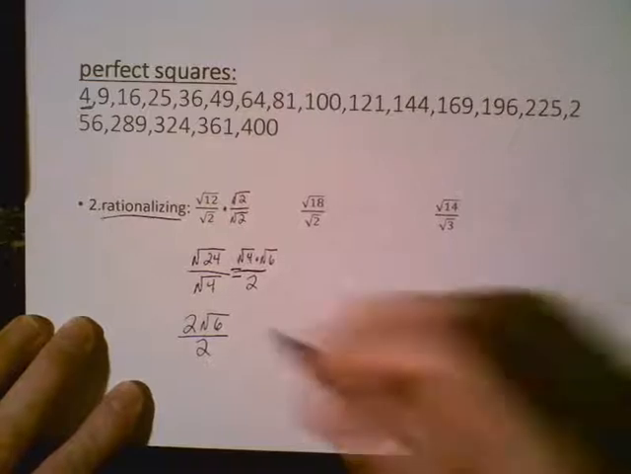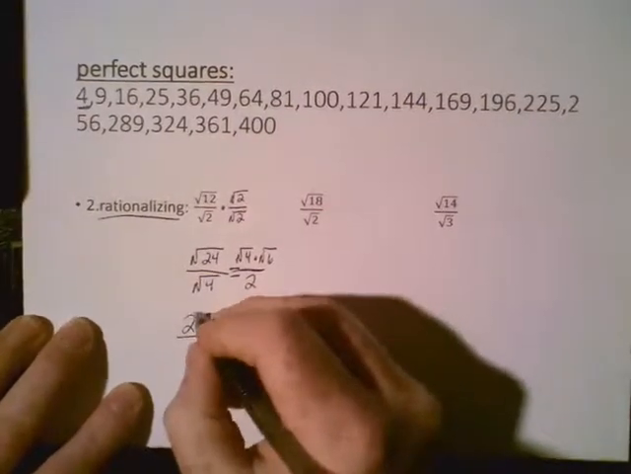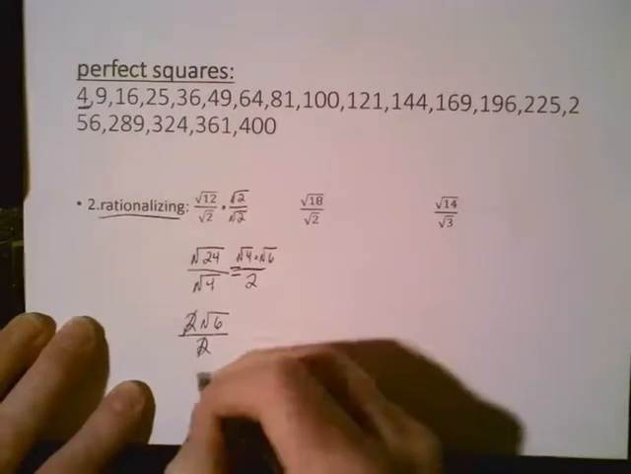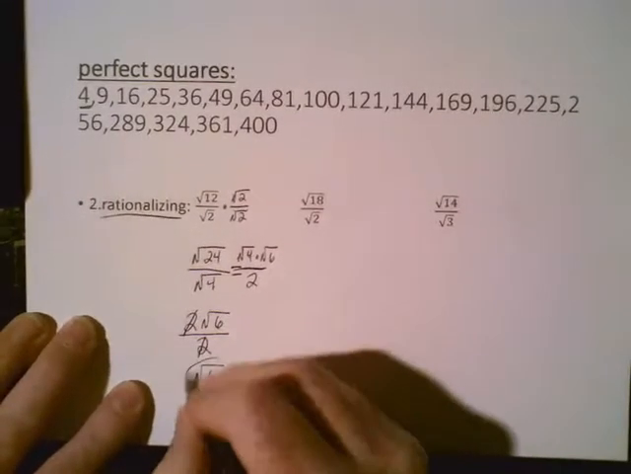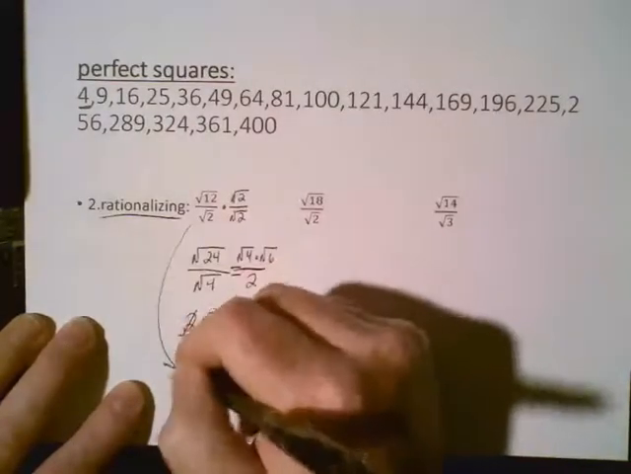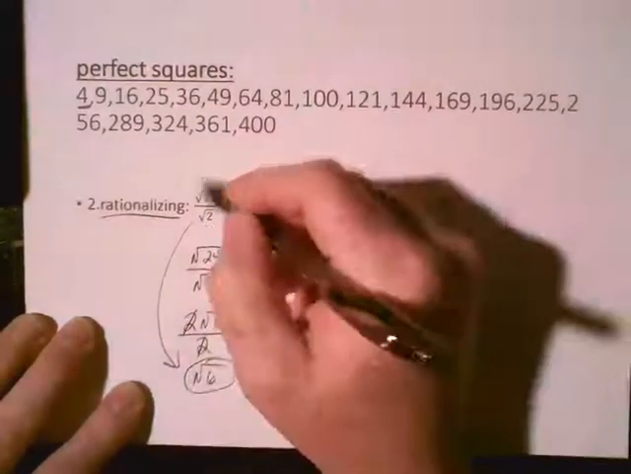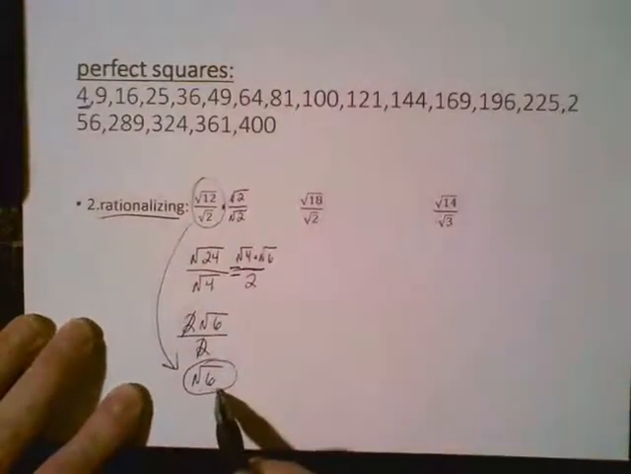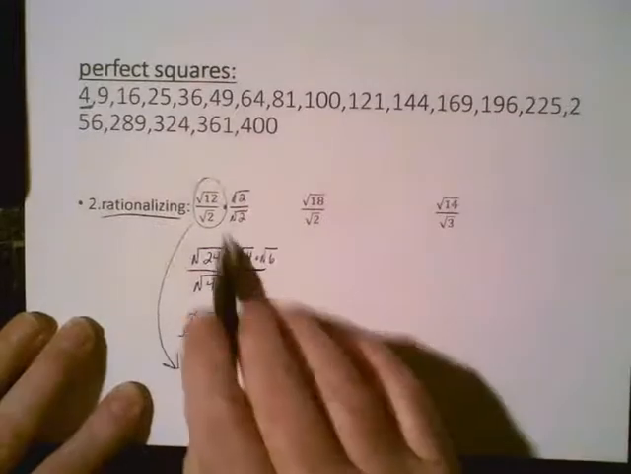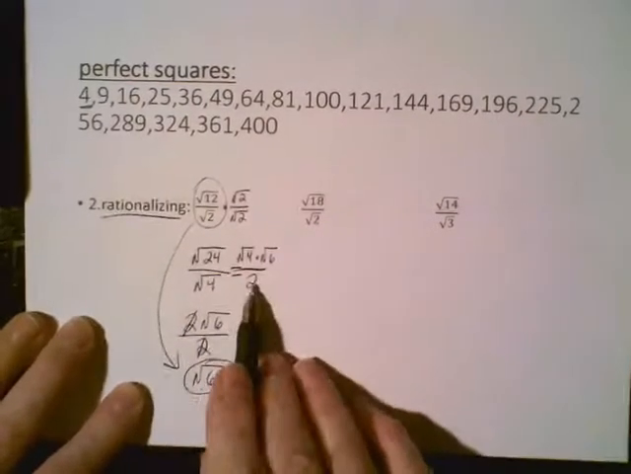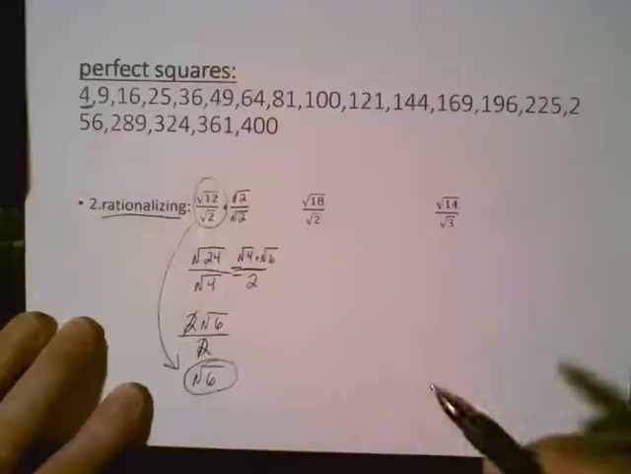Then you can simplify that a little farther by canceling out these 2's. Since they're both regular numbers, you can just cancel them out, and we're left with just the square root of 6. So this and this are the exact same numbers, just this one's in simplified form. So rationalizing, you notice here, we got rid of that radical in the denominator. It was no longer in the denominator, and that's what rationalizing is.